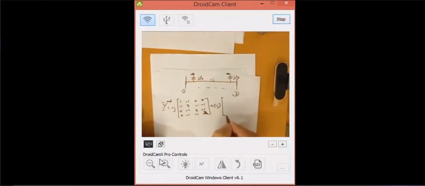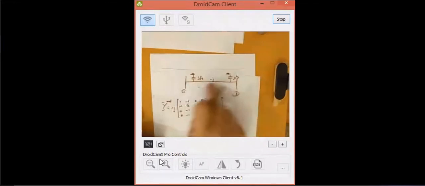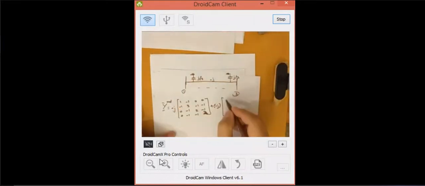Okay, this line is connected between 1 and 3. So here 1, 0, minus 1, 0. It's not affecting 2. For 3 it will be minus 1, 0, 1, 0. It's not affecting number 4. Even by this way, we are taking care of the line that is connected between 1 and 3.